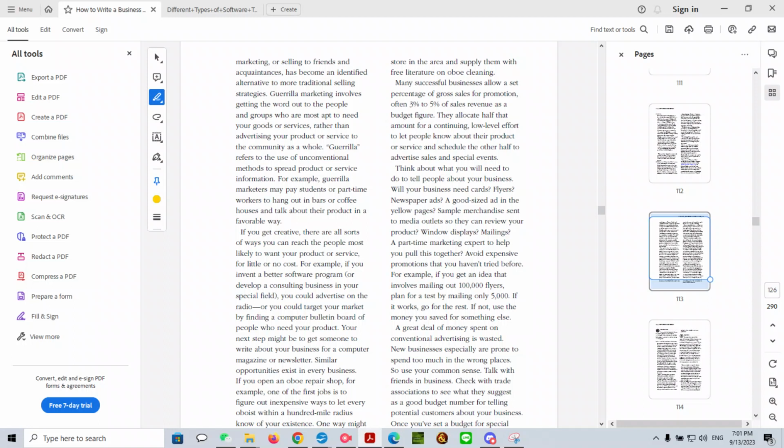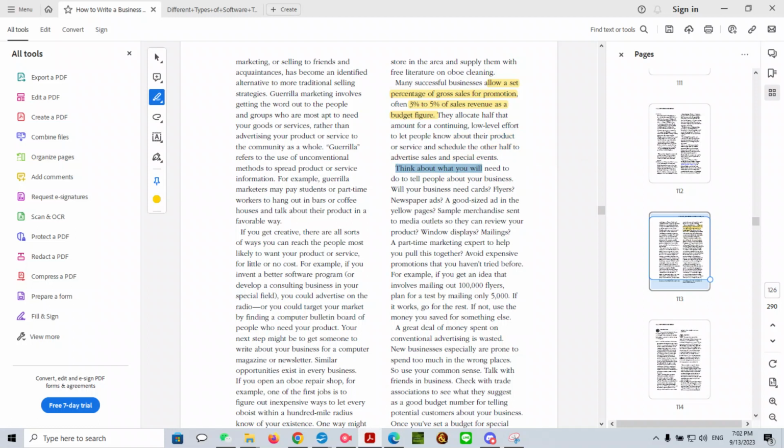So if we look at expense allocation, in terms of budgeting and in terms of accounting, what you do is you allow a set percentage of gross sales for promotion. This is a set aside budget for that particular expense. Okay. And what the author is recommending is 3 to 5% of sales revenue as a budget figure. So it depends on your need. Also, they say to allocate half of that amount for catering and low-level effort to let people know about the product or service, and schedule the other half to advertise in special events. So this is a recommendation, but do as you think is best.